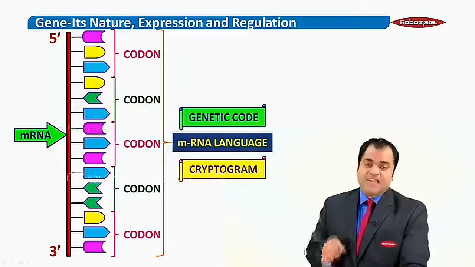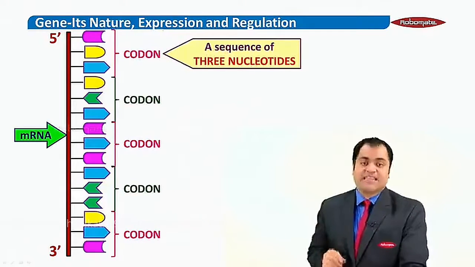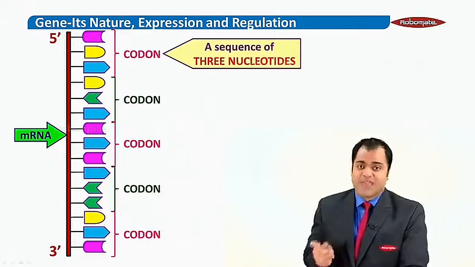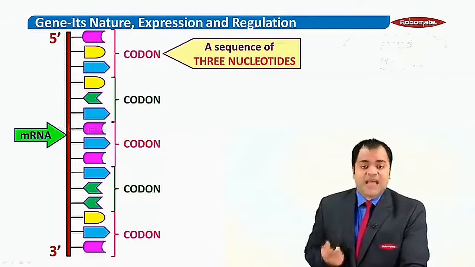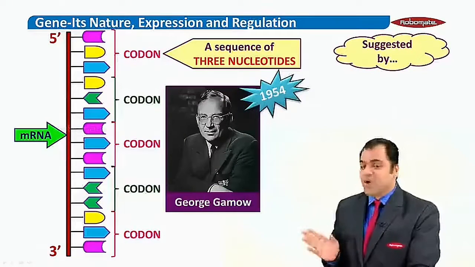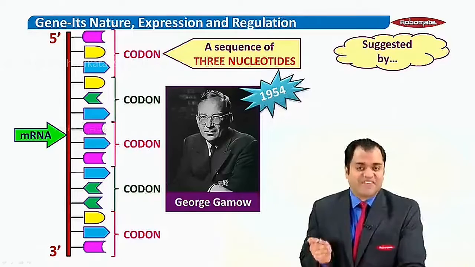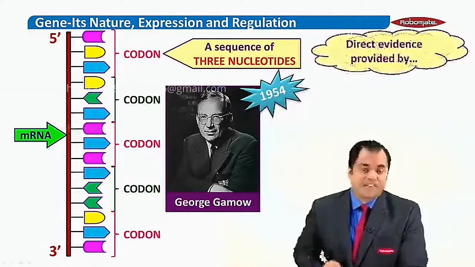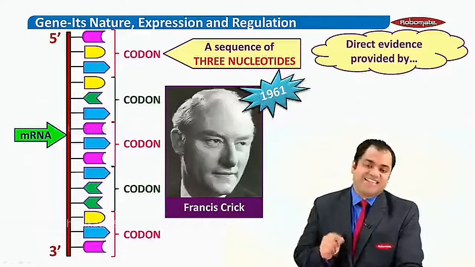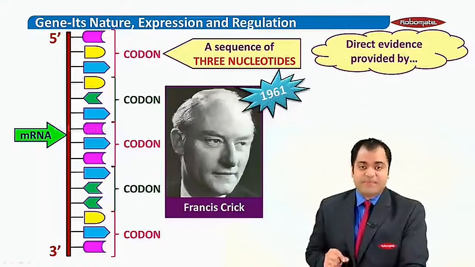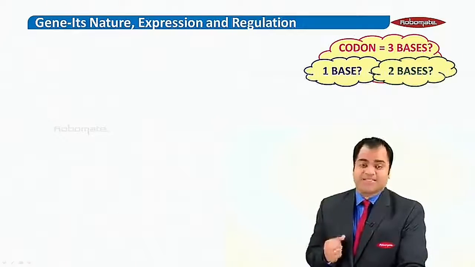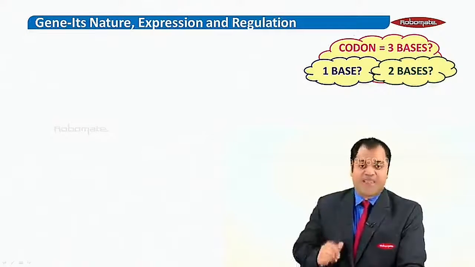Is that okay? Now remember, a codon is basically a sequence of 3 nucleotides, or it contains 3 nitrogen bases on the mRNA. Okay? Now this idea was put forward and suggested by a scientist called George Gamow in the year 1954. The direct evidence of this was provided by another person, Francis Crick, in the year 1961. Is that okay? Now, let us see why a codon has 3 bases and not 1 or 2 bases.